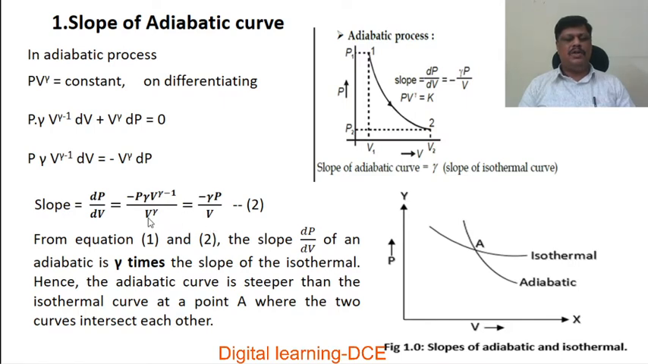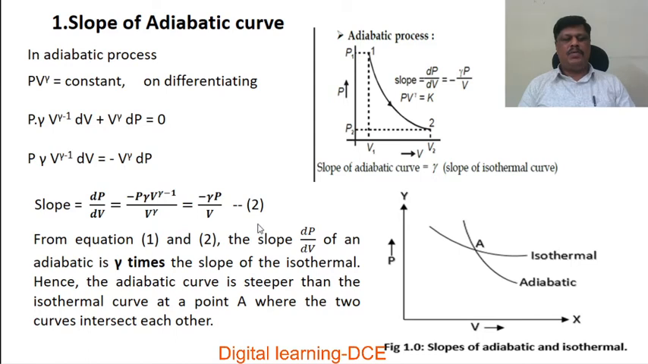Here when V to the power of gamma is taken to the numerator, it becomes minus gamma; plus gamma and minus gamma cancel, leaving V to the power of minus 1, which taken to the denominator becomes V. So the slope of the adiabatic curve is given by dP by dV is equal to minus gamma P by V.